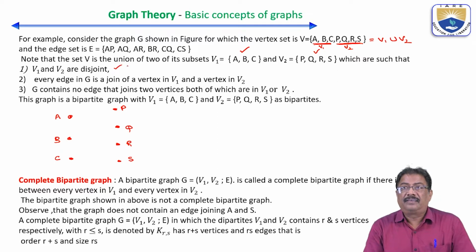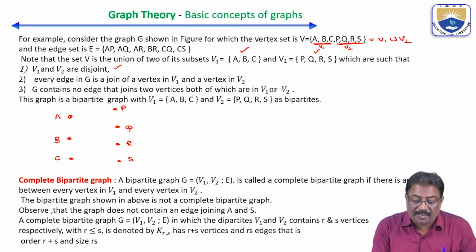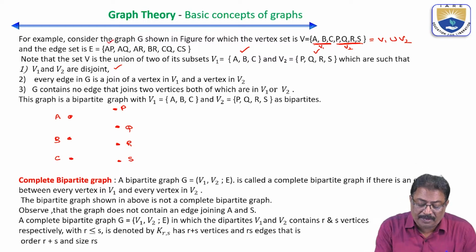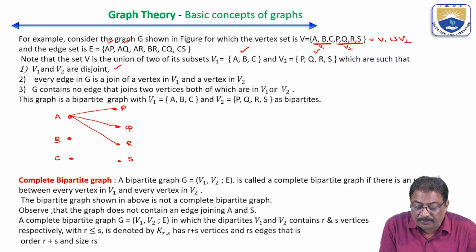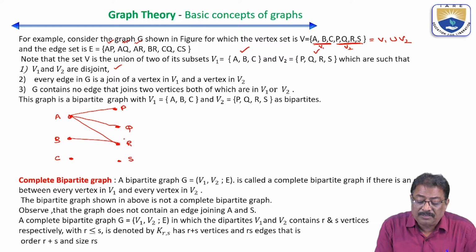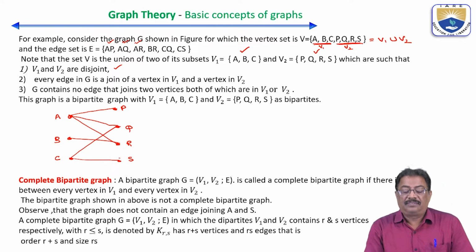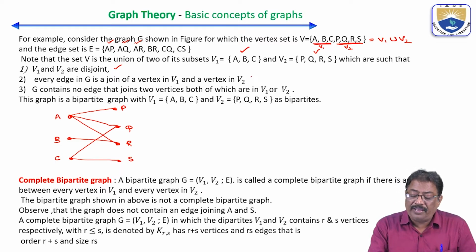Then now I am going to connect them. The edge set is: A to P, then A to Q, then another one A to R, then B to R, then C to Q, then C to S. So these are the edges. Now here every edge in G joins a vertex in V1 and a vertex in V2.